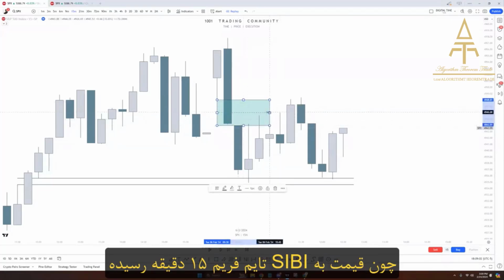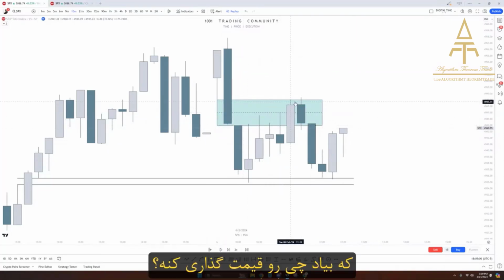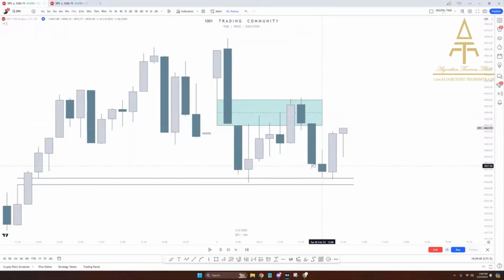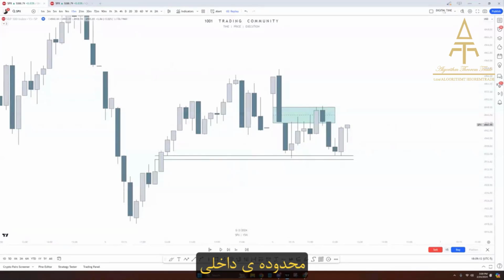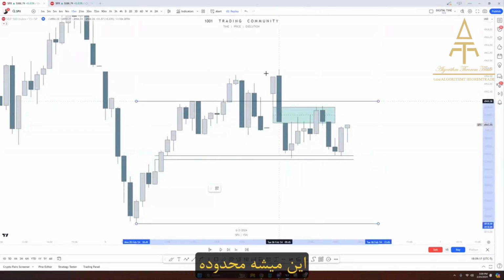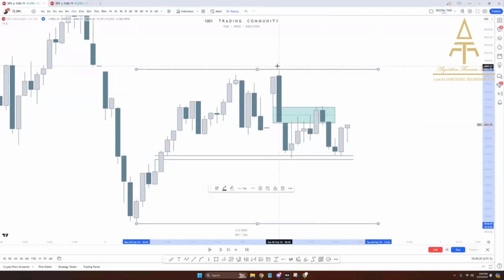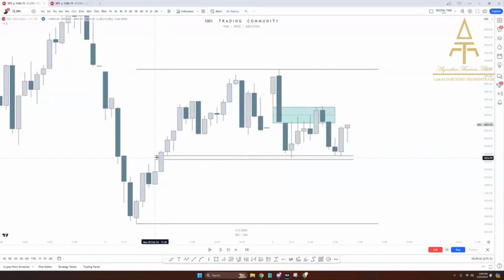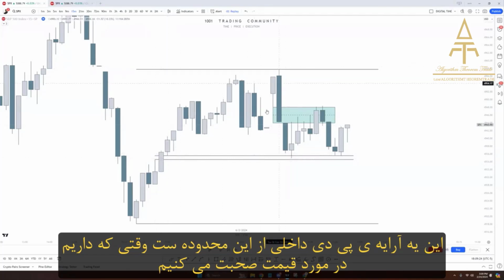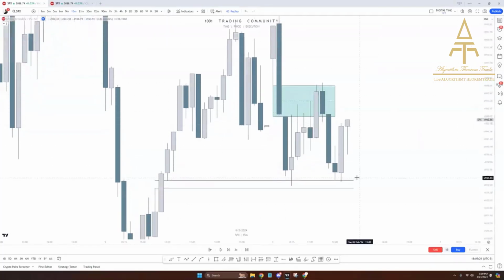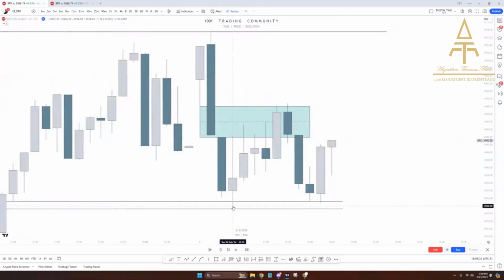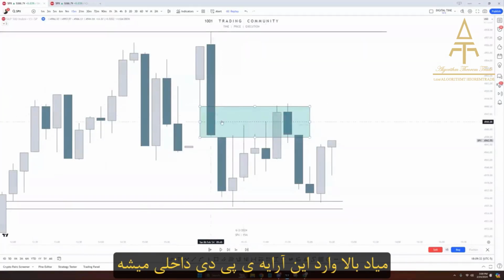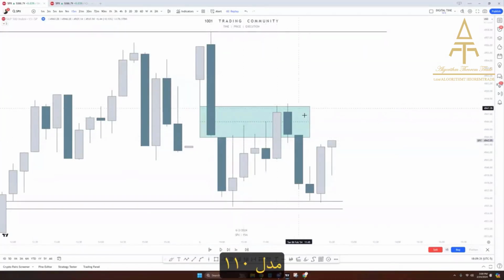You are hitting a 15-minute buy side to reprice to what? The internal liquidity of the range. So this is the range here. I'll define it for you. Here's that range. Internal liquidity. This is an internal PD array of this range when it comes to price. So price is just repricing to it at New York Open, going back up to this internal PD array, Model 110.